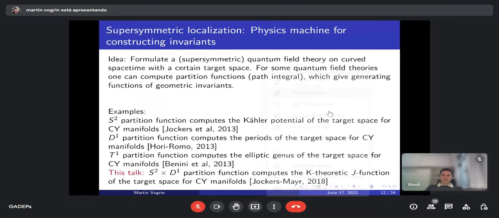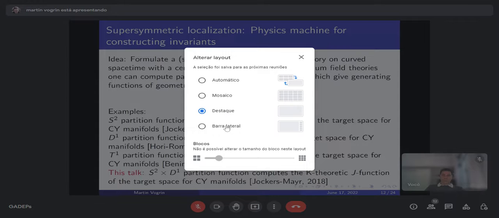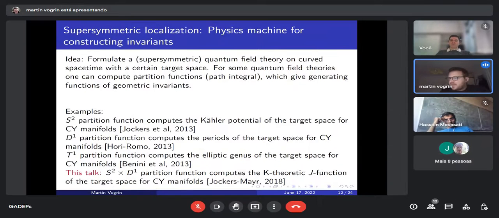Some more prominent examples: the S2 partition function was shown to compute the Kähler potential for Calabi Yau manifolds. This was done, I think, in 2013. The disk partition function was shown to compute the J functions, or alternatively the periods of the target Calabi Yau threefolds. The torus partition function gives the elliptic genus, and this is related to F1, the first free energy in the BCOV theory for Calabi Yau manifolds. And in this talk, I will talk about some recent work where partition functions on D2 times S1 were computed, and they were shown to compute the K-theoretic J function of the target space Calabi Yau manifold. This was a few years ago.